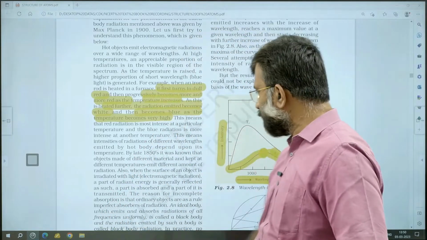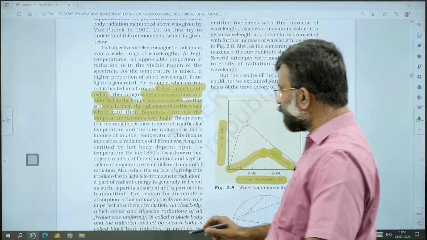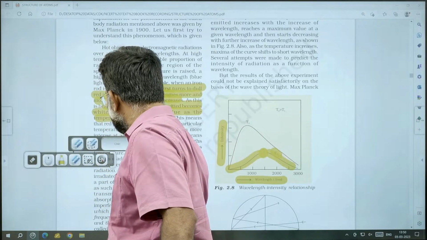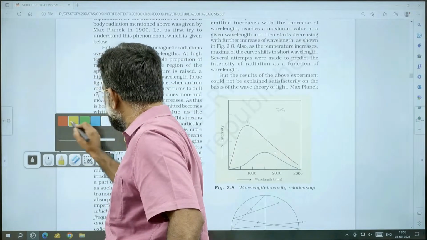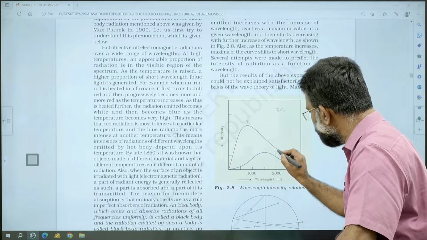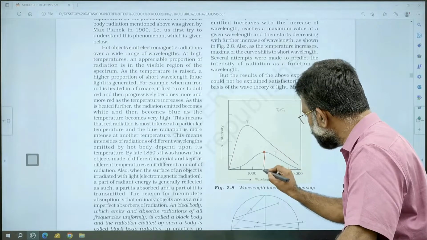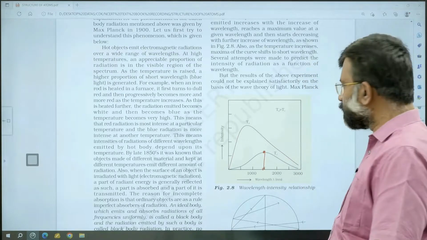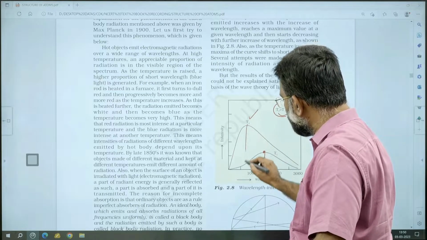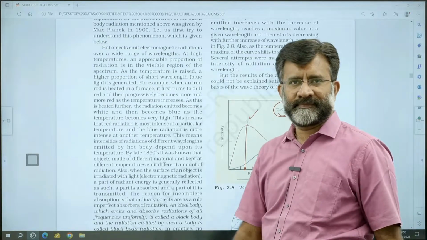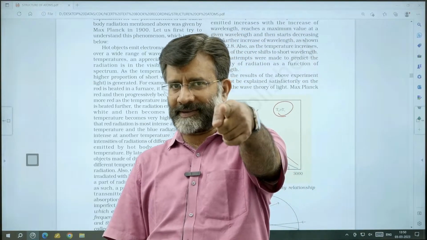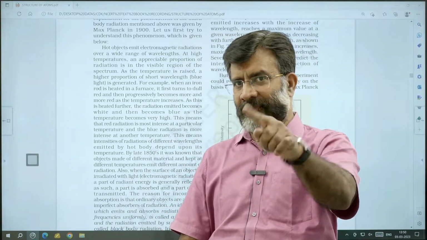So at a particular temperature, you can have a particular maxima. And that maxima wavelength is the experimental observation. At this temperature T1, this wavelength we observe. You see, as the temperature increases, I am taking a new higher temperature, the wavelength decreases. Wavelength decreases means frequency increases. Hope you understand.